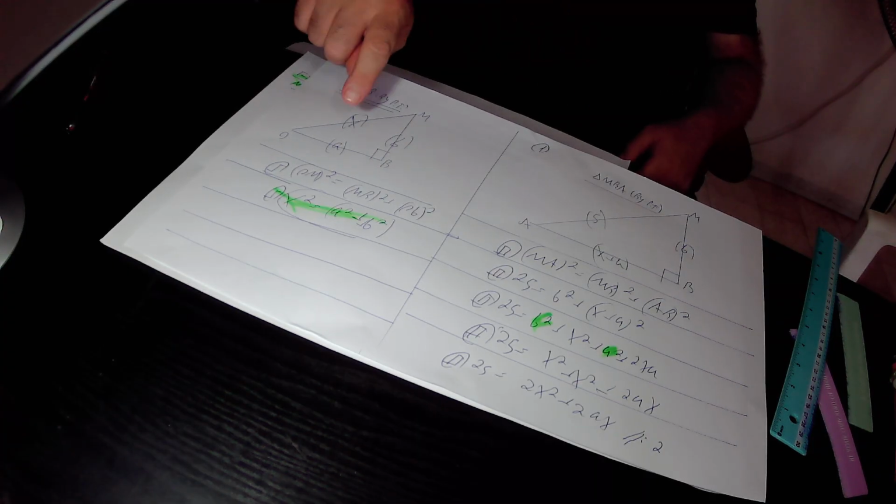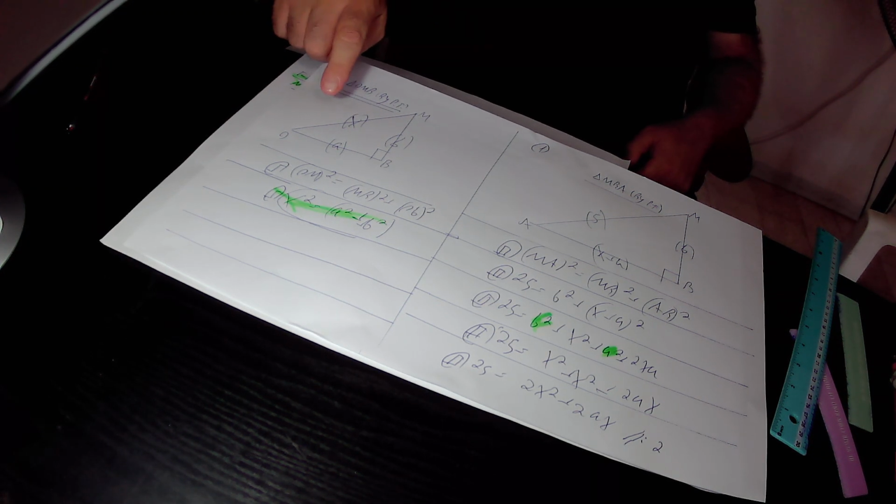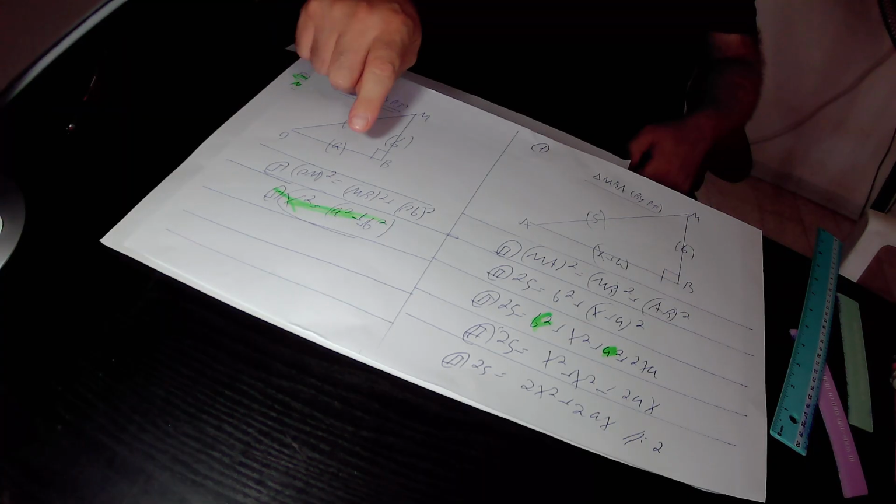OM is x, therefore OM squared is x squared, and it equals MB squared. MB is b, therefore MB squared is b squared, plus OB squared. OB is a, therefore OB squared is a squared. So in total, according to equation 1, x squared equals a squared plus b squared.